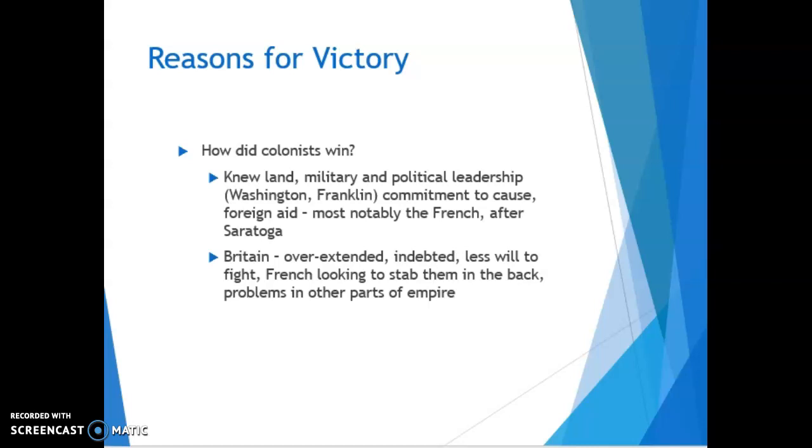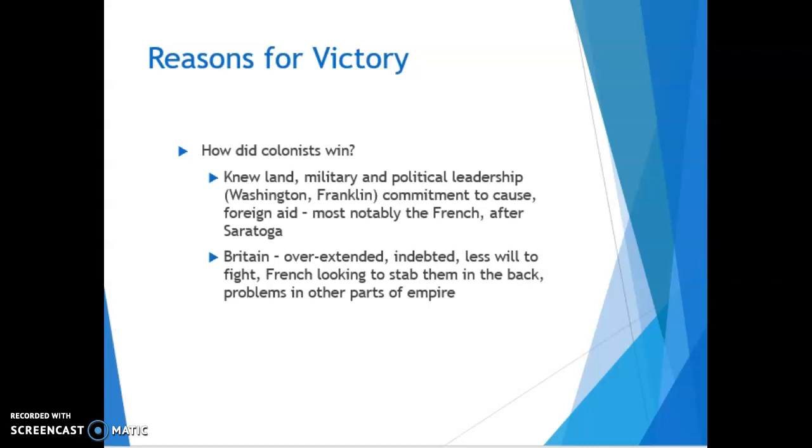Even one political party in Great Britain, known as the Whig Party, would openly cheer after the colonists would win battles, because they could care less about this war. They see this war as being very expensive. They see these colonies, in terms of maintaining them and having these British troops there, as very expensive as well.